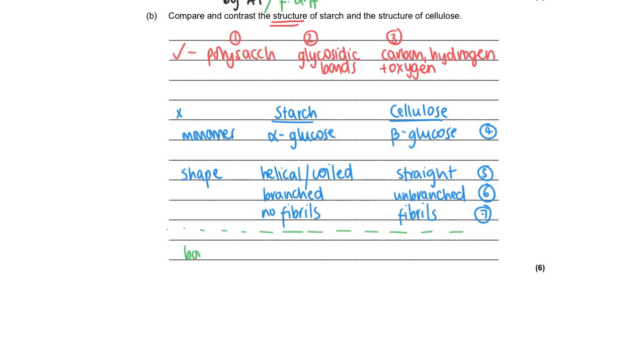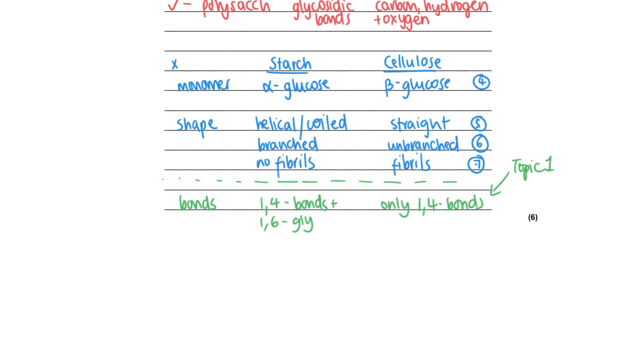You could have mentioned, and some of you did, about the bonding. So lots of you put that there were 1,4 bonds and 1,6 glycosidic bonds in the starch, but cellulose only has 1,4 bonds. And if you're not sure what this means, please go back and look at topic 1. As well, you could have said about the different structures that make up things like starch and cellulose. So let's put here structural things.